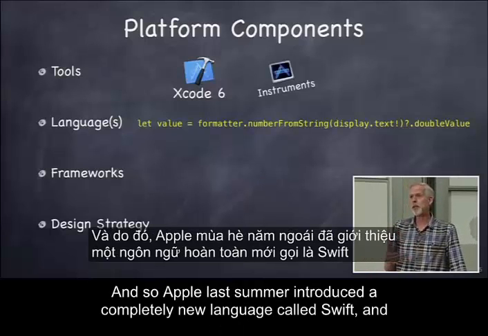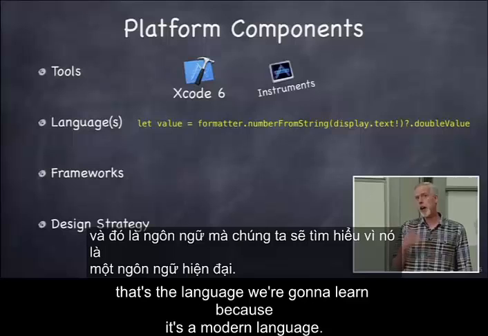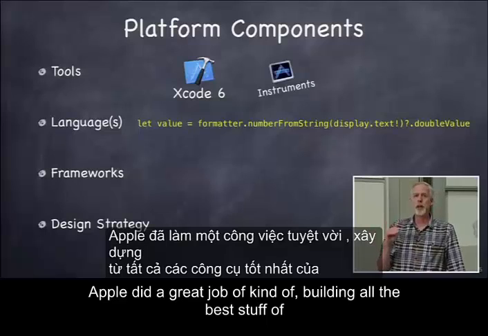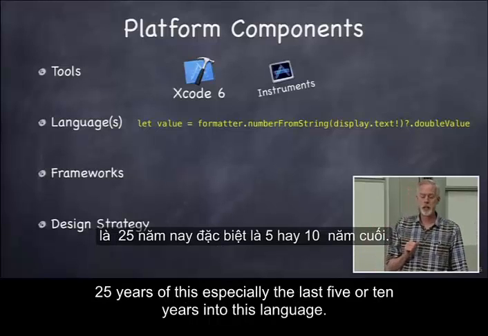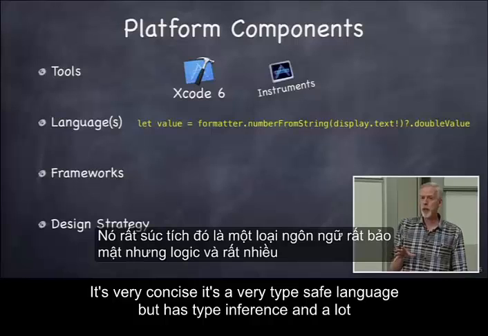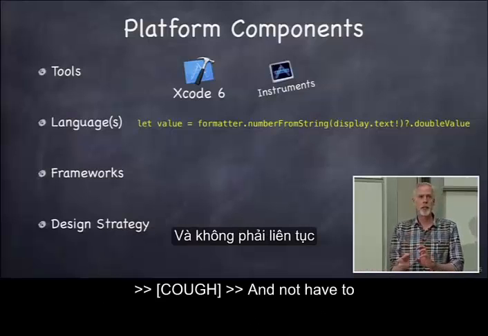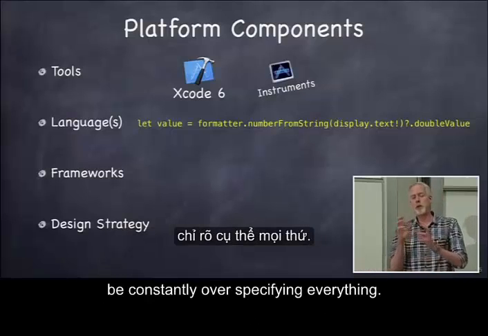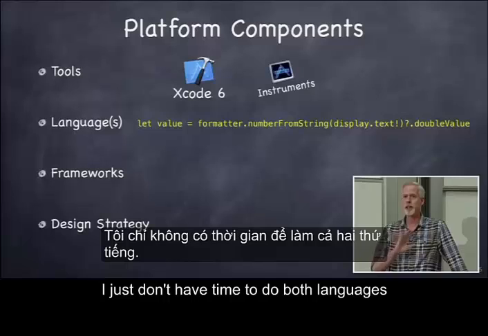And so Apple last summer introduced a completely new language called Swift. And with Swift, you can do pretty much everything in iOS, and that's the language we're going to learn because it's a modern language. Apple did a great job of building all the best stuff of all the languages that have been invented over the last 25 years, but especially the last probably 5 or 10 years, into this language. It's very concise. It's a very type-safe language, but it has type inference and a lot of things that make it so that you get the best of both worlds of having type safety and not having to be constantly over-specifying everything. So we're going to go Swift only. I'm not even going to really talk about Objective-C. I just don't have time to do both languages.